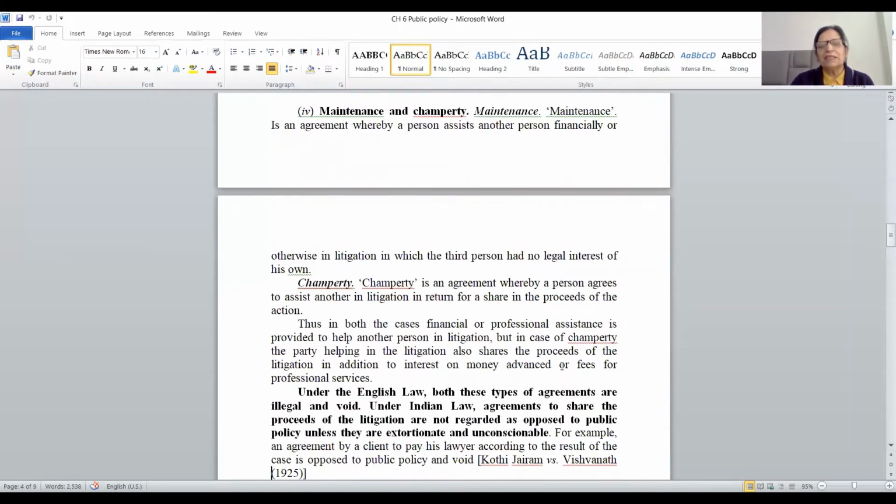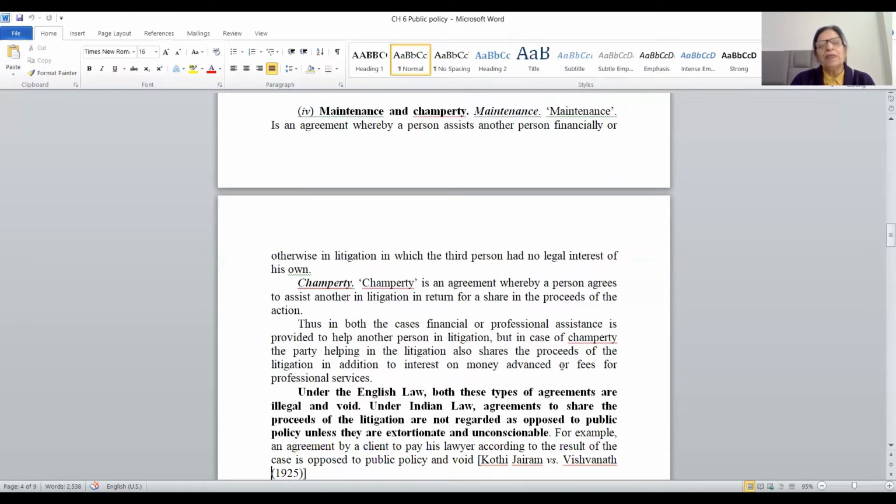Now, what is champerty? Champerty is an agreement whereby a person agrees to assist another in litigation in return for his share in the proceeds of the action. Why is he helping others? Because he has his own interest. Say an advocate helps the creditor in filing a suit against the debtor, and he says, whatever money you recover, you pay me 30-40% of that. So this transaction is champertous because the person has his own interest.